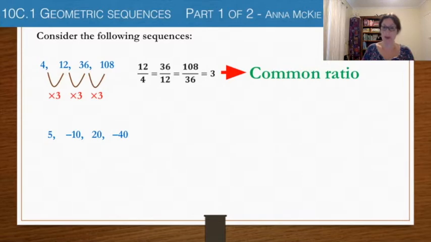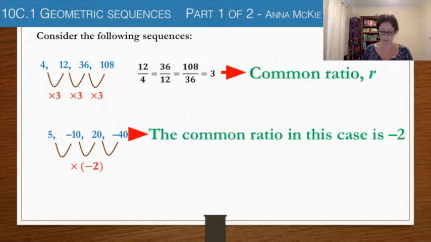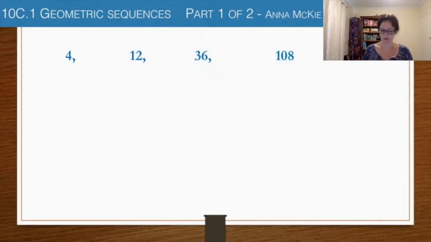You might be skeptical at first because you see positive and negative numbers, but you do the same technique of dividing through. And you'll notice that it's a multiple of -2 each time, hence the alternating positive and negative signs. The common ratio in this case is -2.